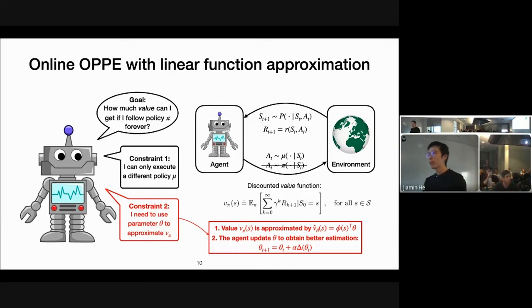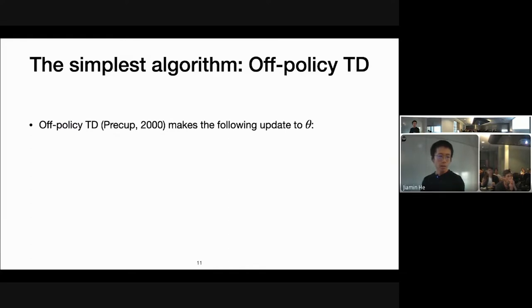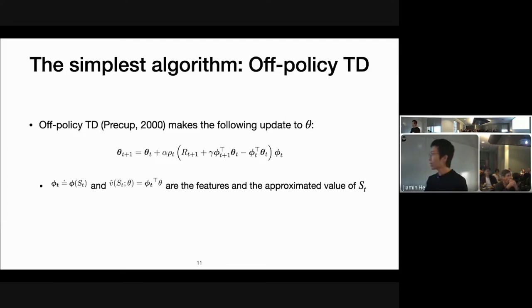Now, next we will review some literature that performed update to the parameter theta. The simplest algorithm to solve online OPPE is off-policy TD, and it makes the following update. Here, phi t is the same as the state feature at state st, and rho t is the importance sampling ratio, which is the probability of taking action a t under the target policy divided by that probability under the behavior policy.